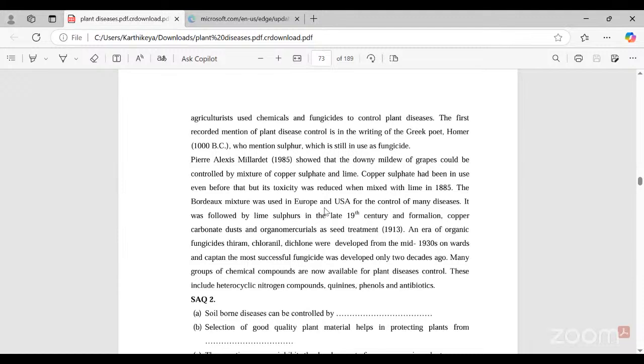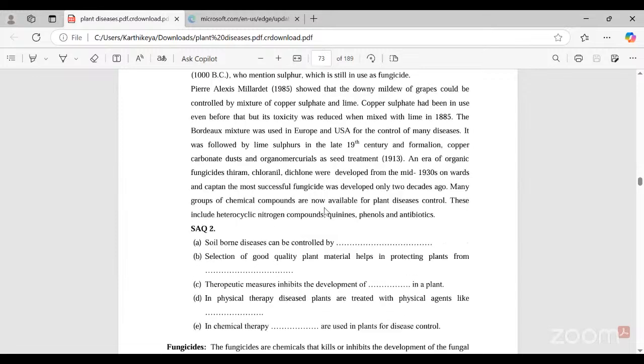The first recorded mention of plant disease control is in the writing of the Greek poet Homer, who mentioned sulfur, which is still used as a fungicide. Millardet showed downy mildew of grapes could be controlled by a mixture of copper sulfate and lime.